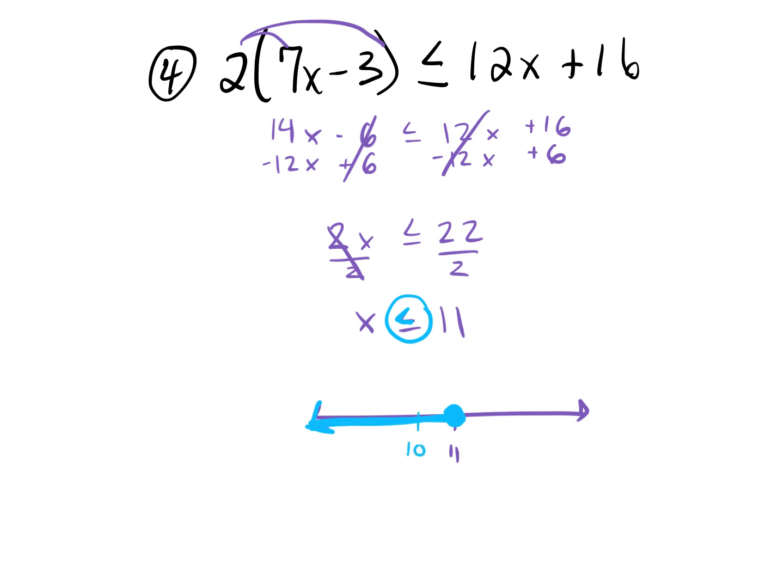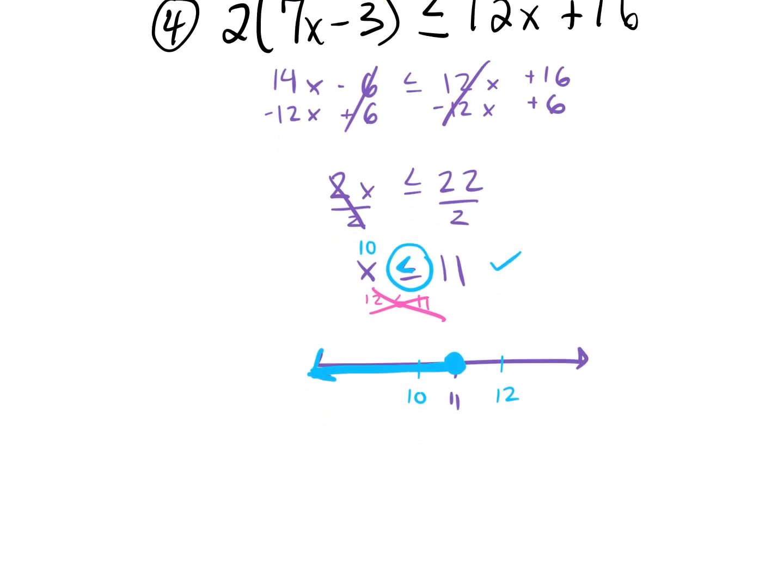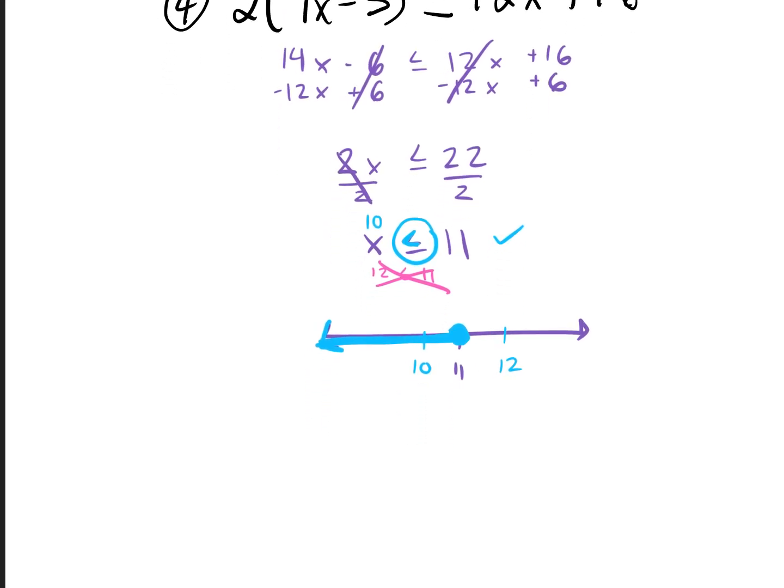So we could plug in 10. If you wanted to, you could plug in 12. So we would say 10 is less than or equal to 11, so that is true. So I'm going to highlight in the direction of 10. If you wanted to, you could say 12 is less than or equal to 11, which is not true. So I'm not going to color in the direction of 12. So you can always just plug in a number to check and see which way you need to color on your number line.